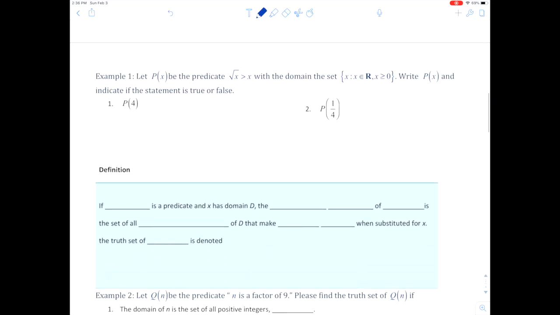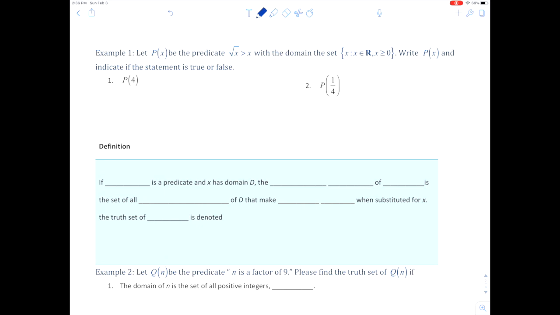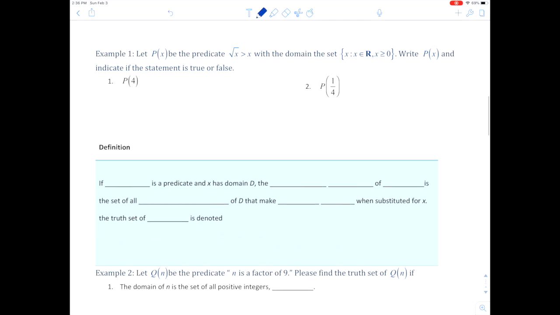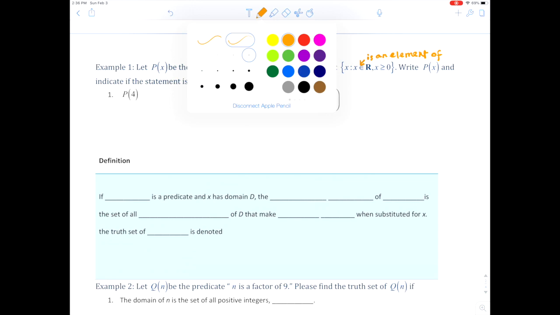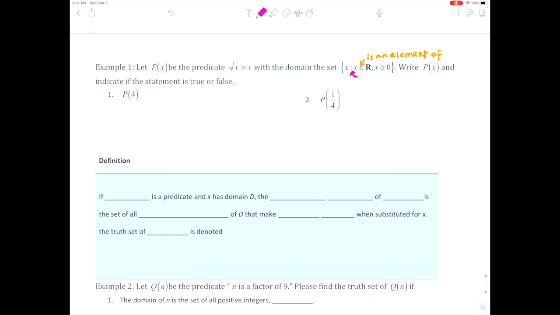All right, so let's take a look at an example. If we let p of x be the predicate, square root of x is greater than x, with the domain, the set of x such that x is an element of the real numbers and x is greater than or equal to 0. So just a little bit of notation. This one means is an element of or belongs to, and you'll have to memorize these. The colon represents such that. Sometimes you're going to see it as a straight line. And then the capital R, I'm sure you've seen, represents the set of real numbers, right?